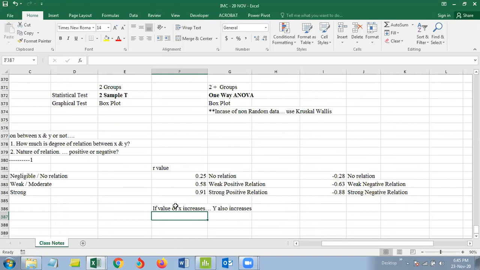Similarly, the faster you drive, the more accidents you see. So bottom line, there is a positive correlation. If you drive irrationally, at very high speed, the chances of somebody meeting with an accident increases. So if X increases, Y also increases.